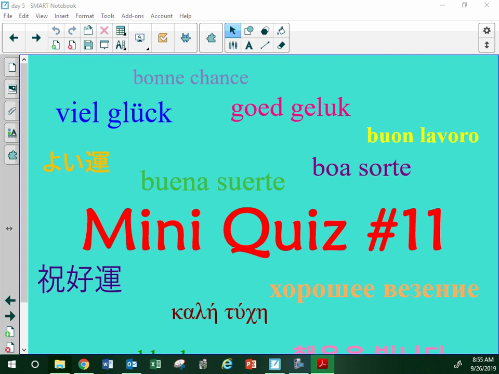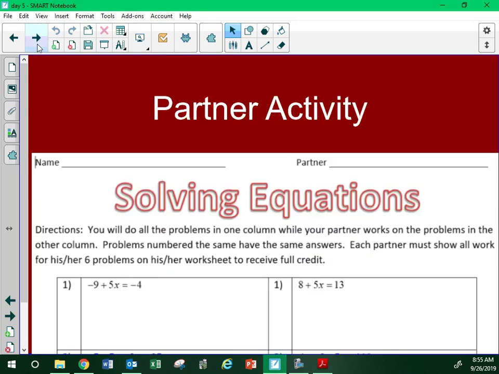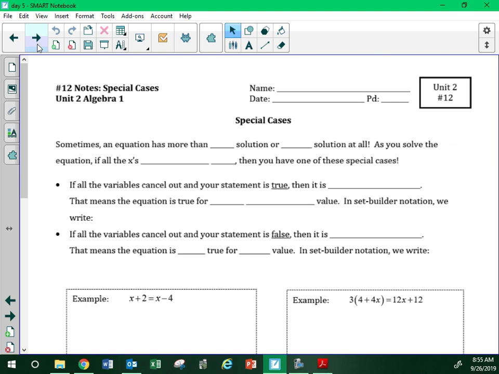Okay, so what we're doing today is more with solving equations. But what we end up having is a couple of special cases. So these are kind of not normal cases.